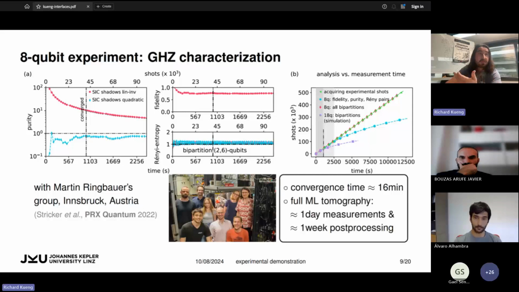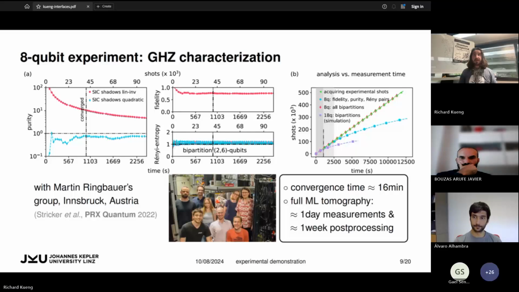And this got the Innsbruck people quite excited because they had a seminal paper, roughly 8 years ago, where they did full state tomography of a GHZ state with maximum likelihood tomography. And it took them an entire day of measurements and 1 week of post-processing. Admittedly, they learned the full quantum state, which is more powerful than what classical shadows do. But as soon as you're interested in concrete observables, classical shadows are a valuable shortcut that allow you to get there quicker.